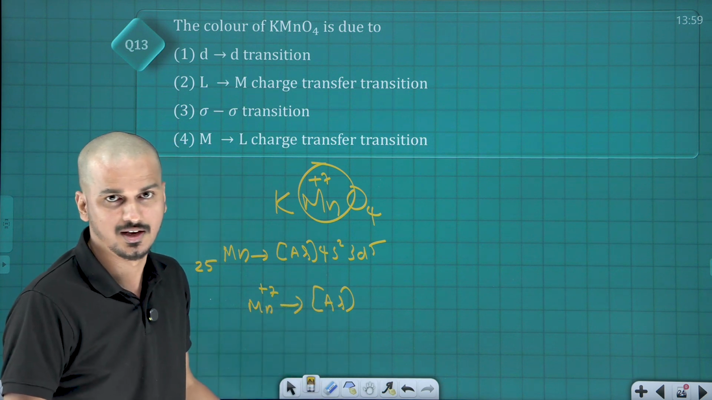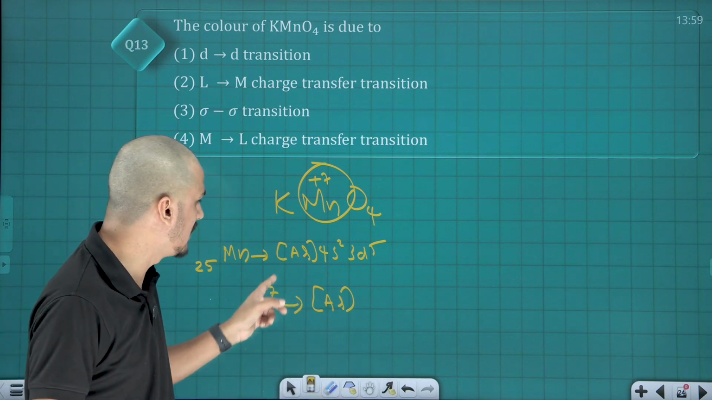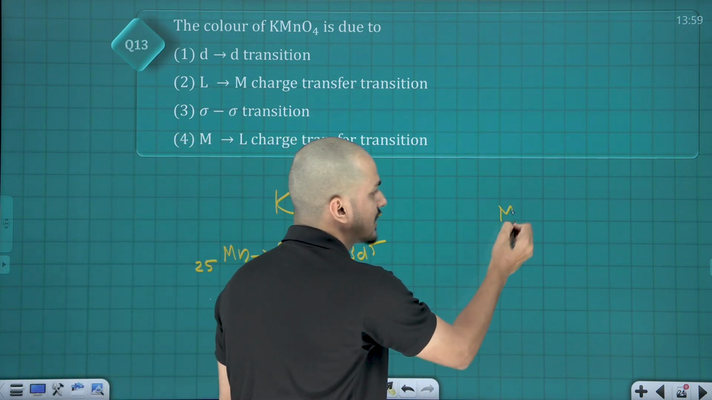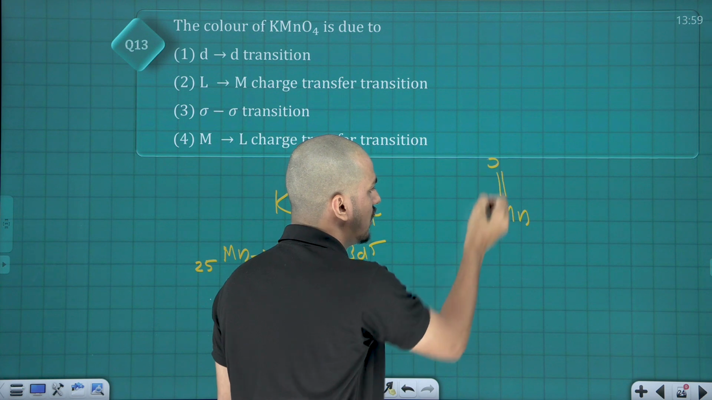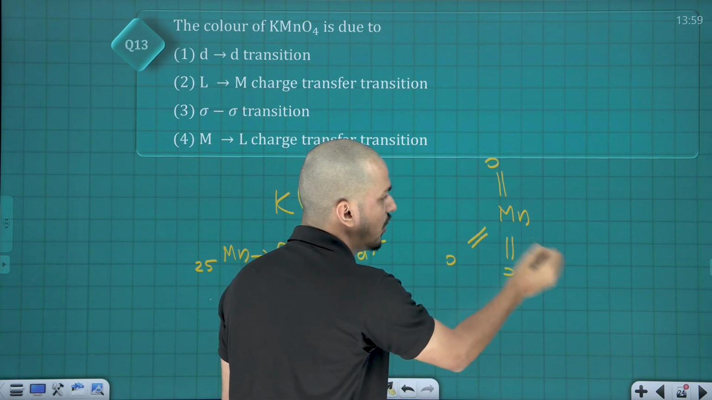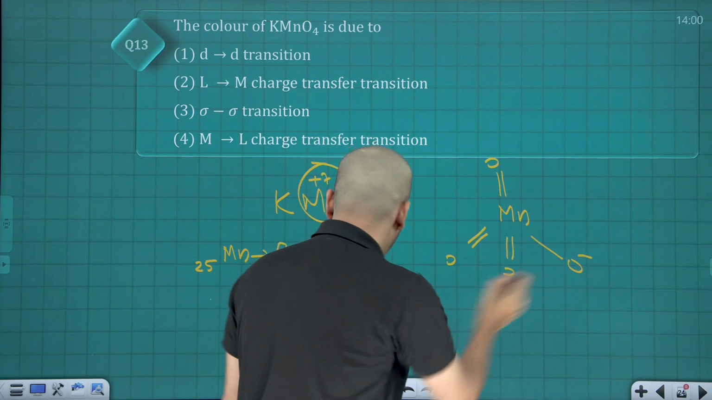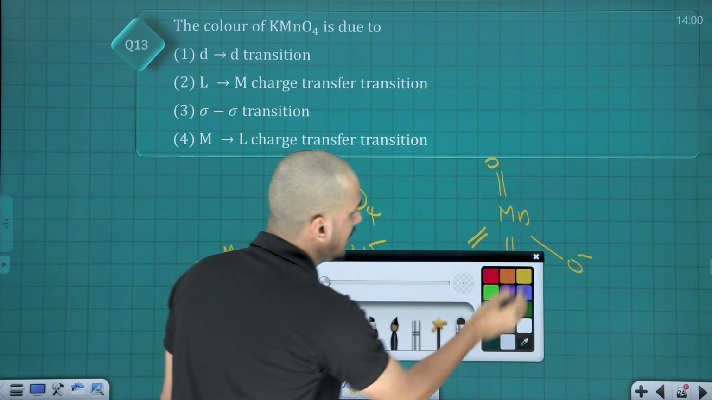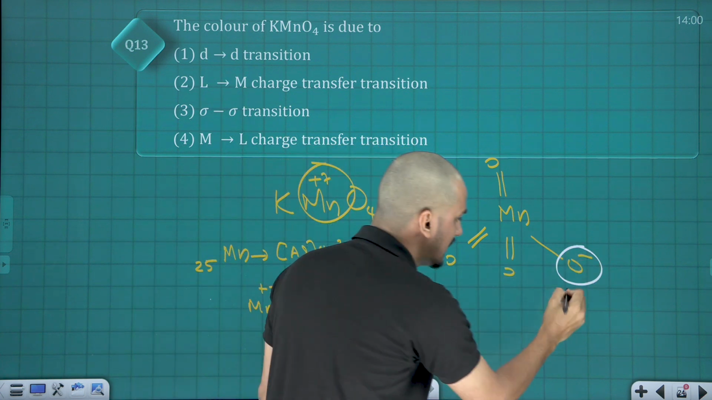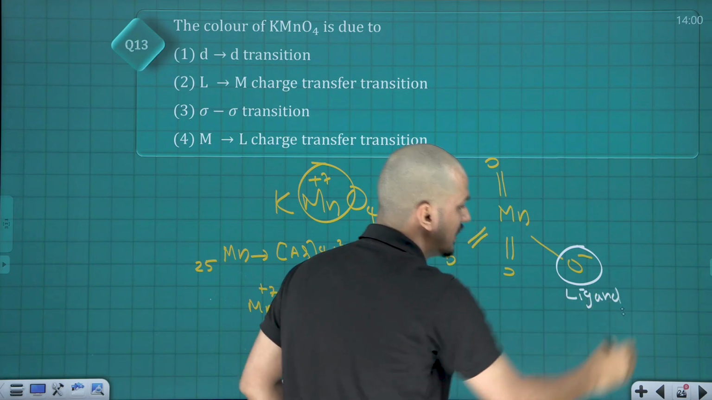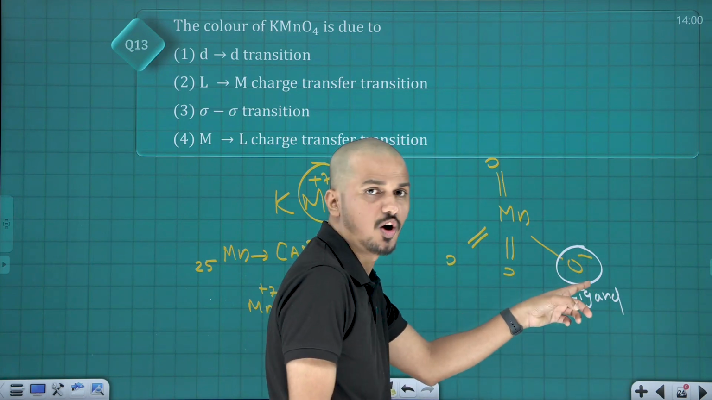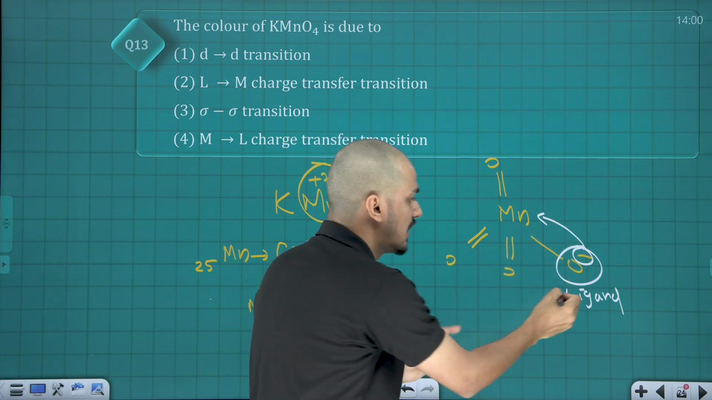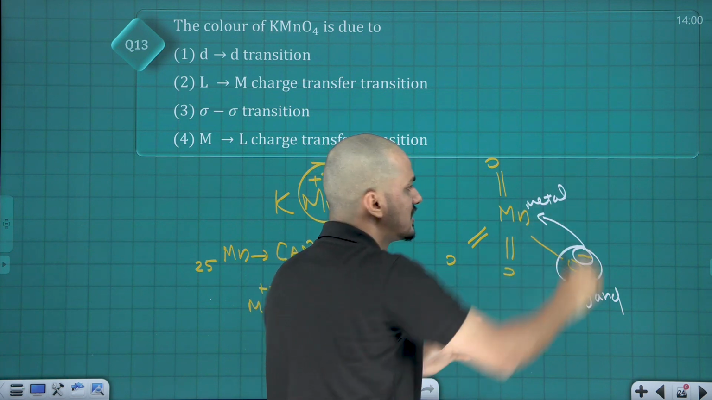There is no d electron, so there is no d-d transition. So how are they showing that color? In MnO4 minus, its structure is like this: Mn double bond O, double bond O, double bond O, O minus. This oxygen is the ligand. You can see this oxygen has a negative charge. That ligand will donate its electron pair to the central metal atom, manganese. So that is what is called ligand to metal charge transfer.